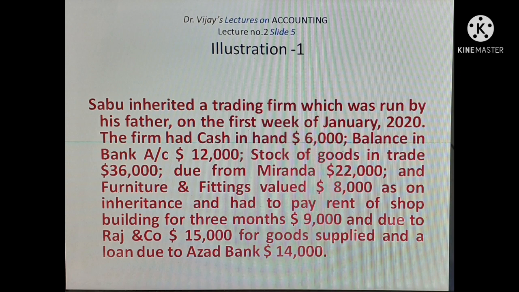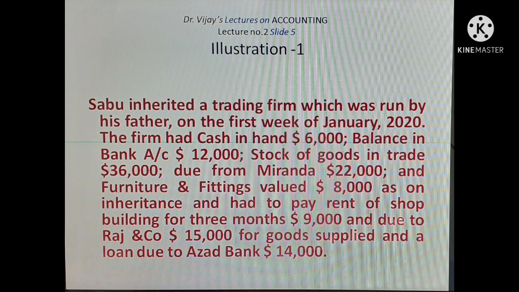Look at that. Cash. At the time of inheritance, in the cash box of the firm there was $6,000. At the bank account there was $12,000. Stock of goods for sale $36,000 was there. $22,000 was due from one customer, Miranda. Furniture and fittings of the value of $8,000 was there. These are all assets. Now continue.